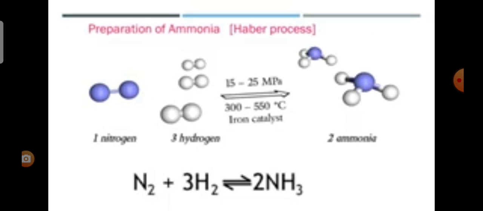Preparation of ammonia. Metallic iron is used as a catalyst in the manufacture of ammonia using the Haber process. This ammonia is the basic material for the production of urea, an important fertilizer in agriculture.